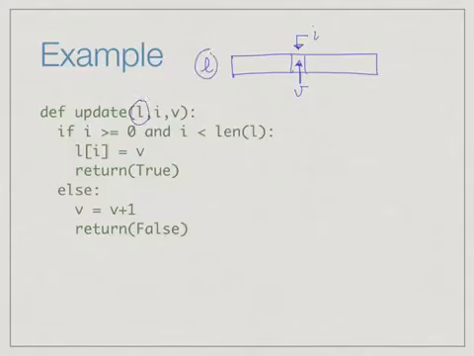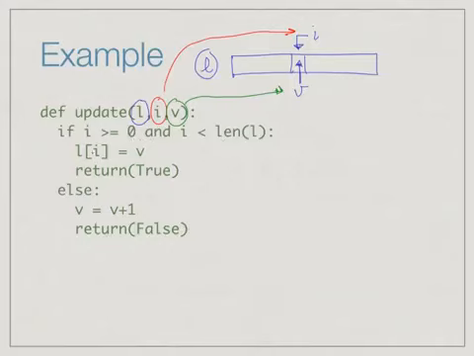L is a list, i is the index or the position, and finally v is the value to be replaced. So what do we do? We first check that the index is a valid index. So we check that it lies between 0 and length of L minus 1. So it is greater than or equal to 0 and strictly less than the length of L.